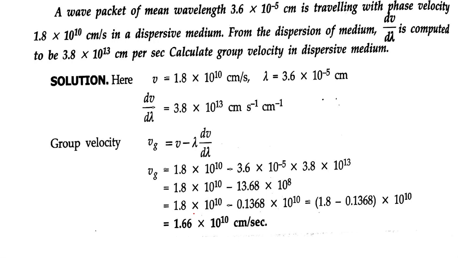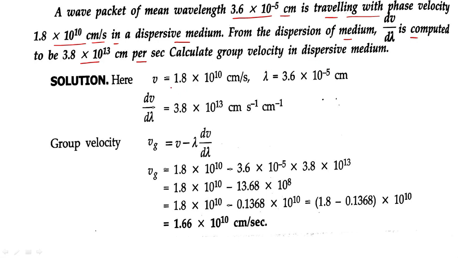A wave packet of mean wavelength 3.6 into 10 to the power minus 5 centimeter is traveling with a phase velocity of 1.8 into 10 to the power 10 centimeter per second in a dispersive medium. From the dispersion of the medium, dv by d lambda is computed to be 3.8 into 10 to the power 13 centimeter per second. Calculate the group velocity in the dispersive medium.